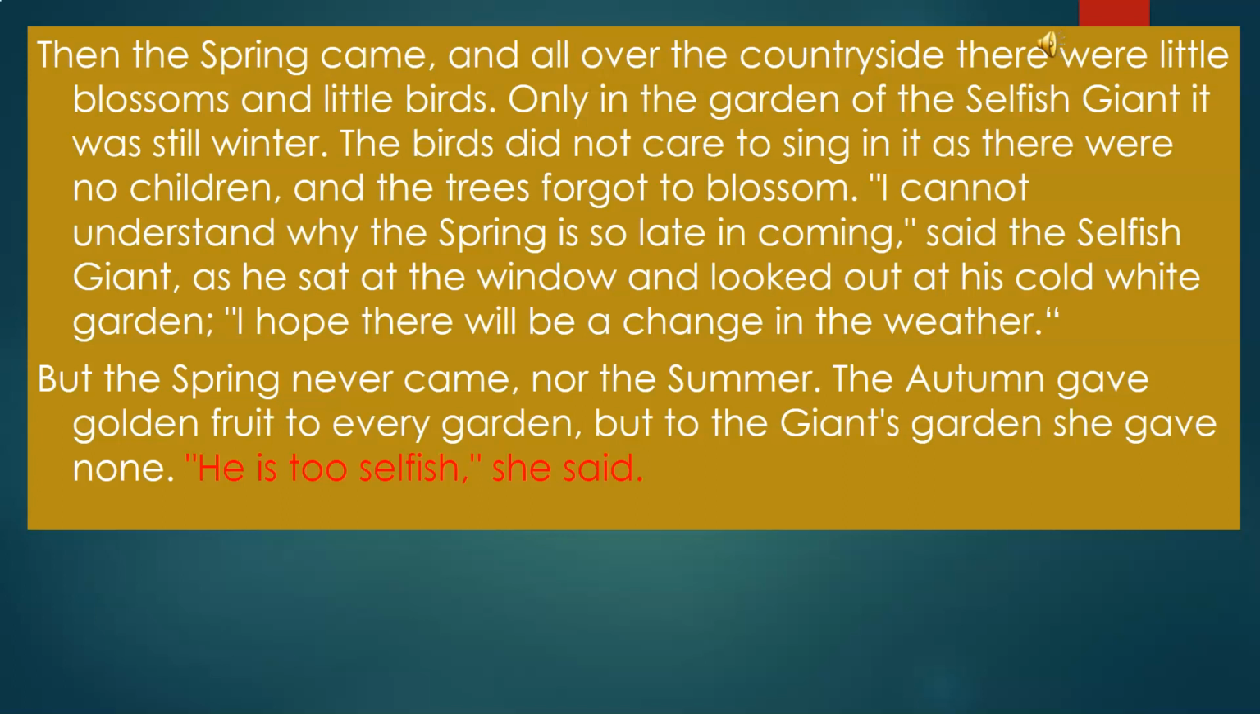"I cannot understand why the spring is so late in coming," said the selfish giant, as he sat at the window and looked out at his cold white garden. "I hope there will be a change in the weather." But the spring never came, nor the summer. The autumn gave golden fruit to every garden, but to the giant's garden she gave none. "He is too selfish," she said.